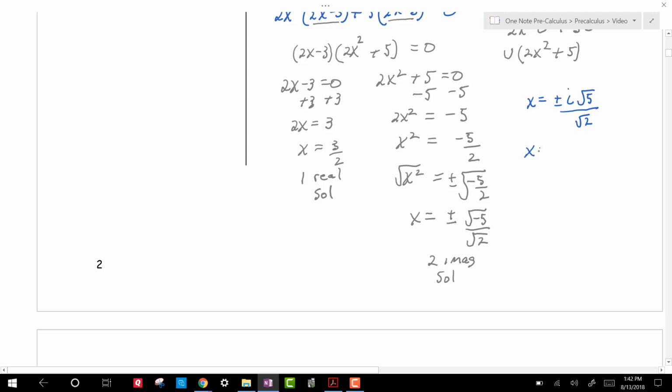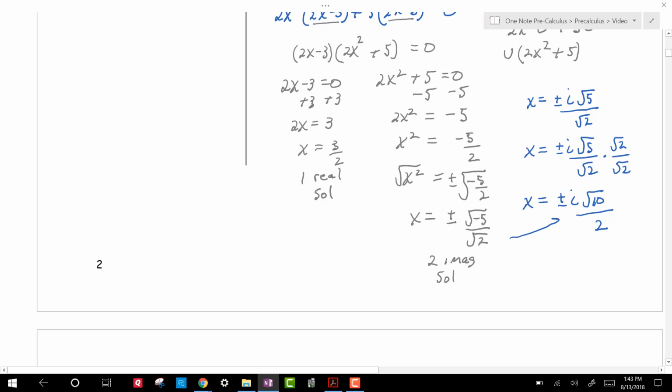So I'm going to do that in my next step. x equals plus or minus i. And I don't care what's in the numerator, I just care what's in the denominator. So I'm going to take my root 5 in the numerator here, square root 5 over square root 2, and I'm going to multiply this by root 2 over root 2. Now let's just do the math and then we'll talk about it. So I'm going to end up with x equals plus and minus i, root 5 times root 2 is root 10, and root 2 times root 2 is root 4, but root 4 is just 2.